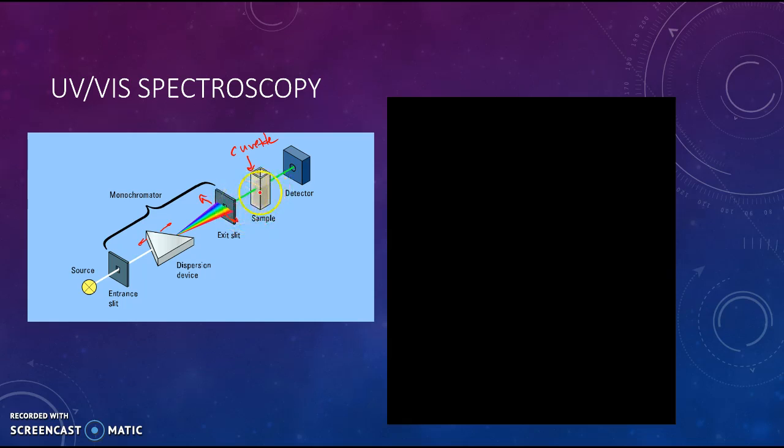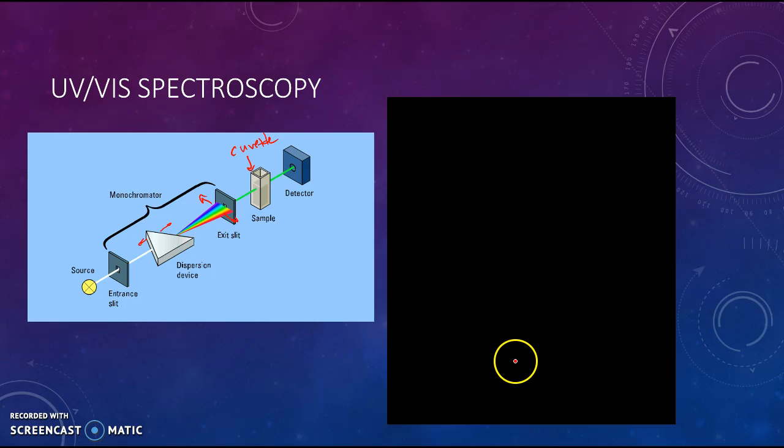So that wavelength will pass through what's called a cuvette, and we have a detector on the other side. So what the detector can do is it can measure the intensity of light, okay, that has passed through the sample, and then it can convert that into what's called an absorbance or a transmittance.